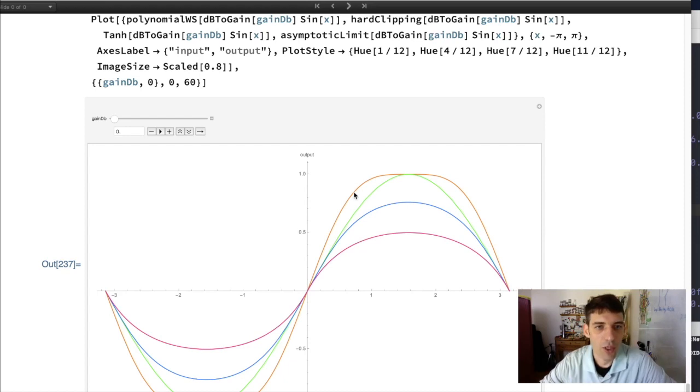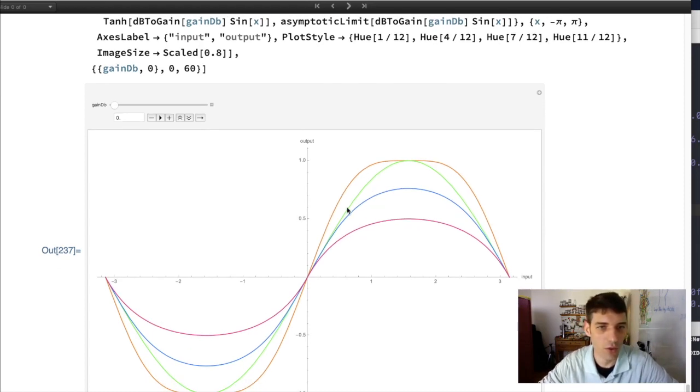What's the orange one up here? The orange one is the polynomial one. The green one is the hard clipping one. What? Almost done with the video, so I'm going to leave the bird here, even though he's probably hungry. And then the blue one is the hyperbolic tangent.